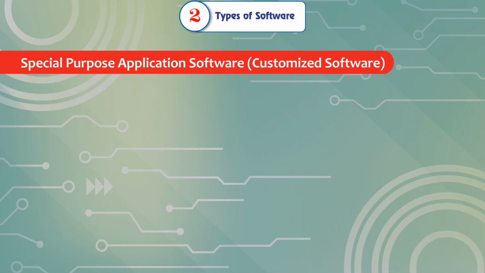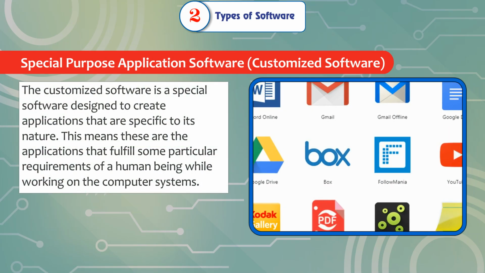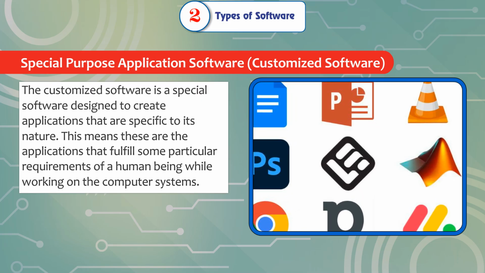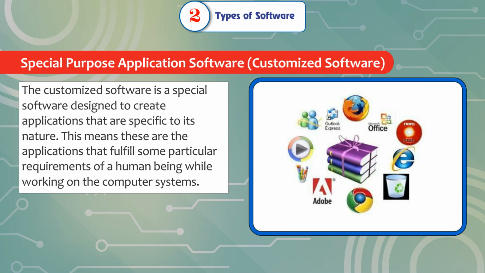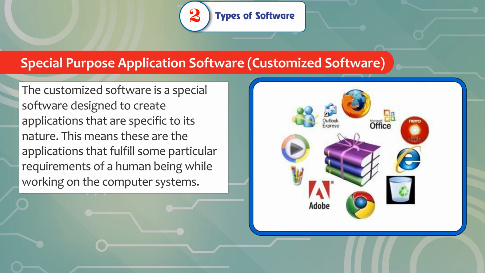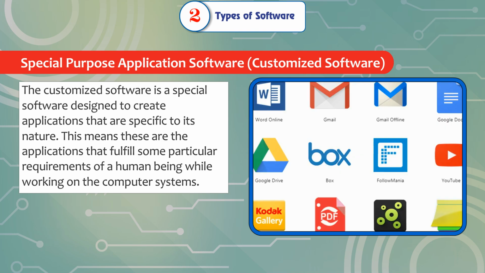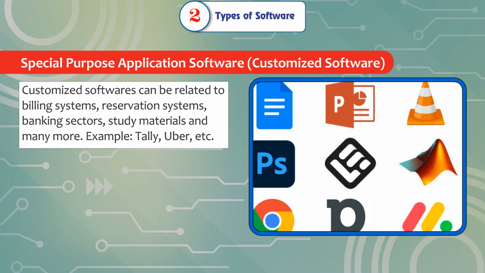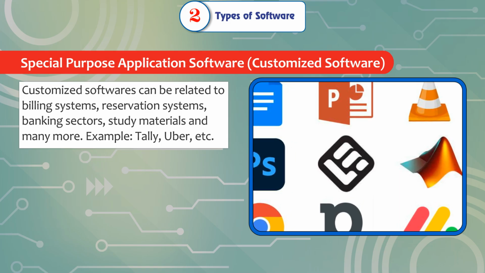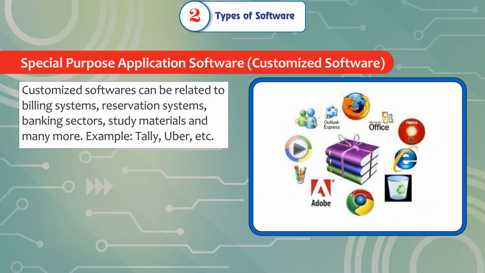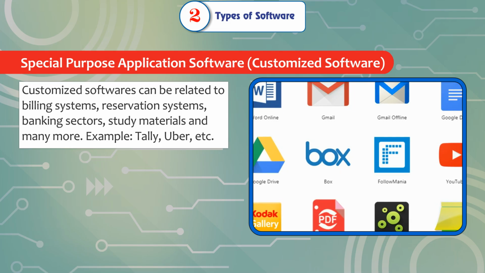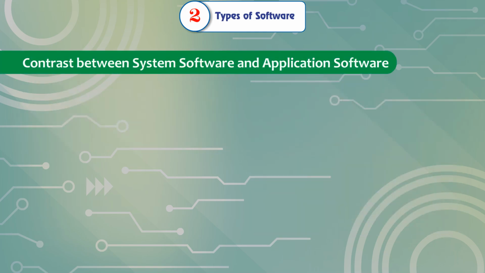Special purpose application software. Customized software. The customized software is a special software designed to create applications that are specific to its nature. This means these are the applications that fulfill some particular requirements of a human being while working on the computer systems. Customized software can be related to billing systems, reservation systems, banking sectors, study materials, and many more. Examples: Tally, Uber, etc.